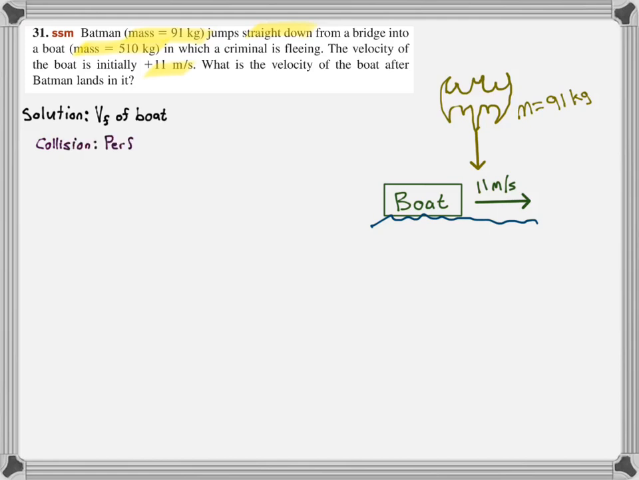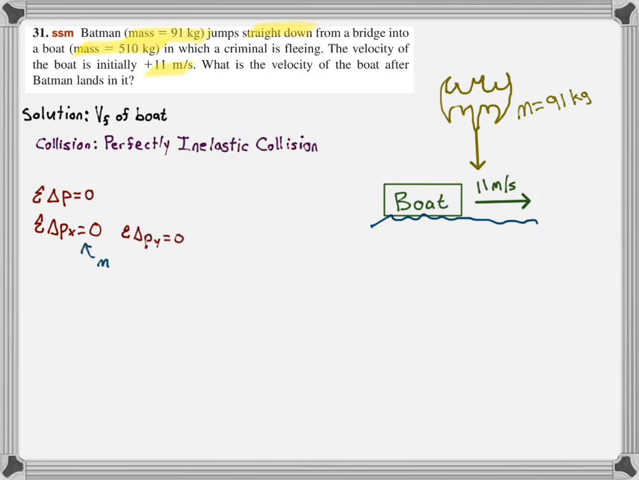So the collision is perfectly inelastic. It's perfectly inelastic because when Batman lands on the boat, they're going to pretty much become one object, right? Batman moves forward, the boat's pretty much moving forward. So we treat it as a perfectly inelastic collision. So kinetic energy is going to change. But because it's still a collision, the total change in momentum has to equal 0. So the total momentum at the beginning is equal to the total momentum at the end.